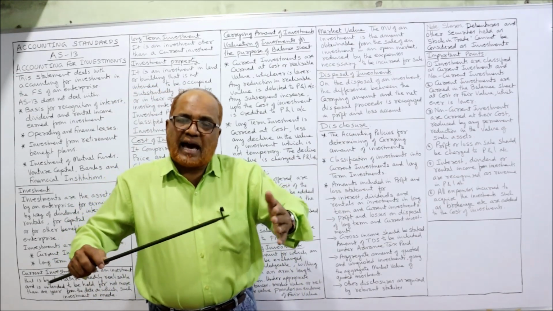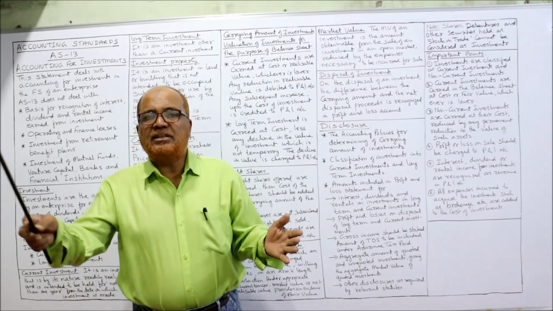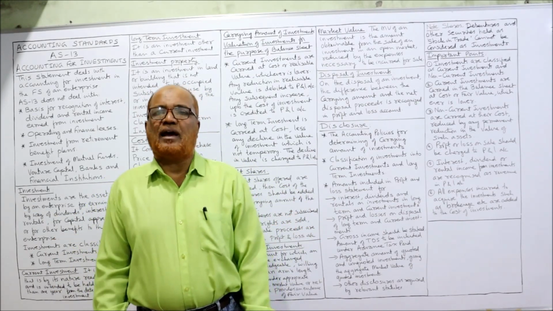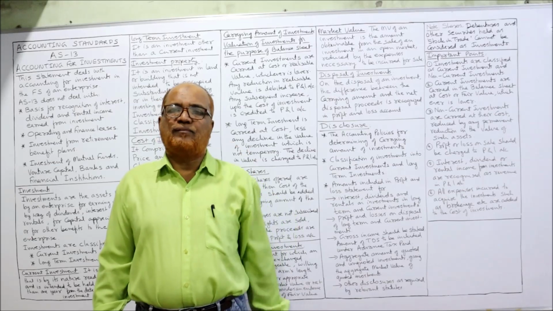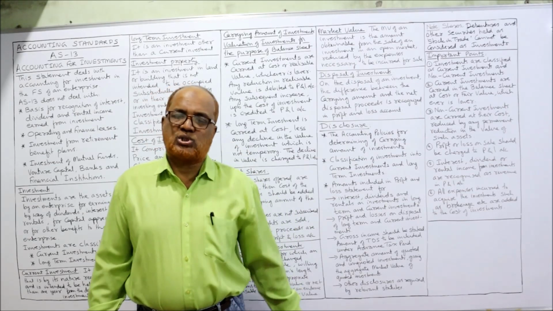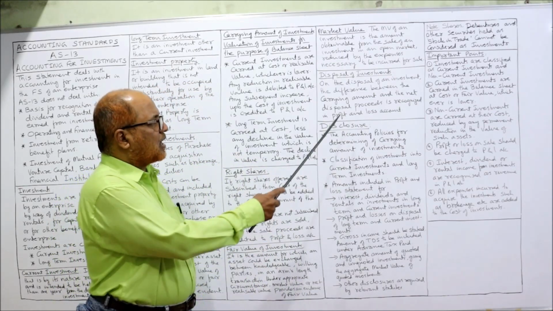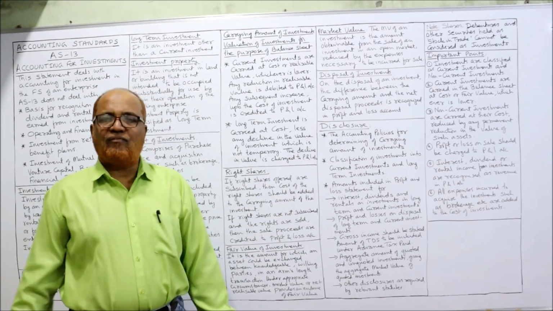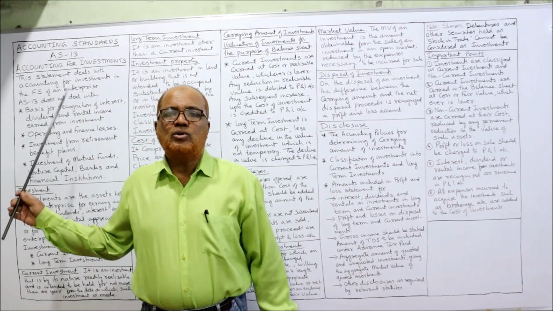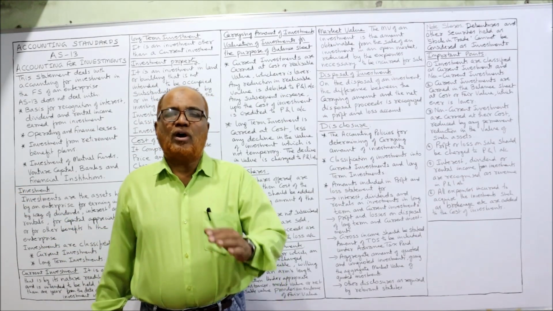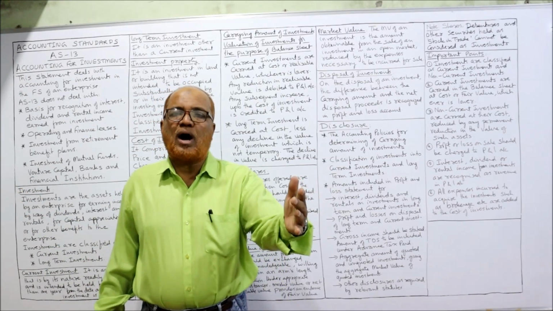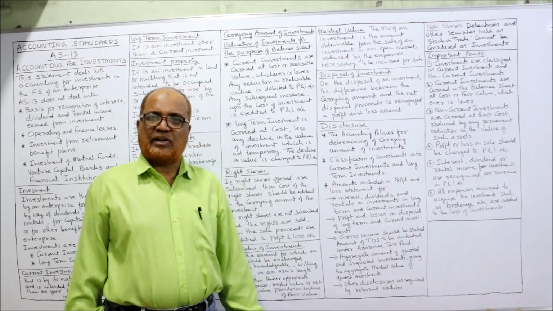Otherwise, if the carrying value is 60 lakh, but the sale proceeds are 50 lakh, we have sold the property for 50 lakh, 10 lakh rupees loss. That loss should be charged to profit and loss account. Now disclosure. Finally, according to AS 13, what are the disclosure requirements for investment?